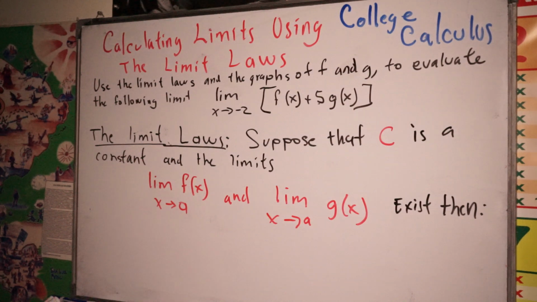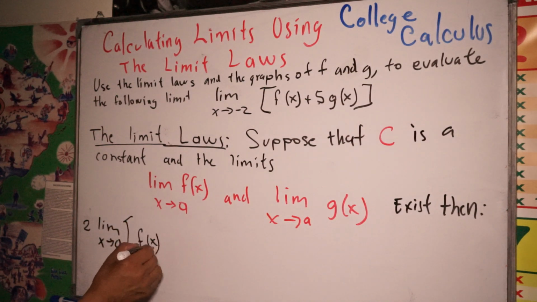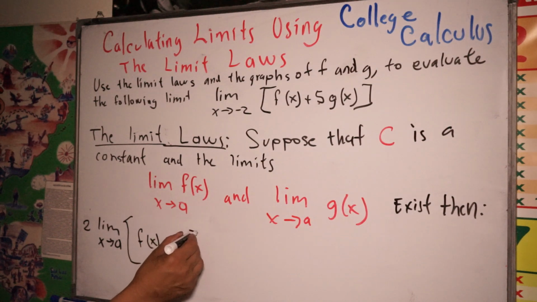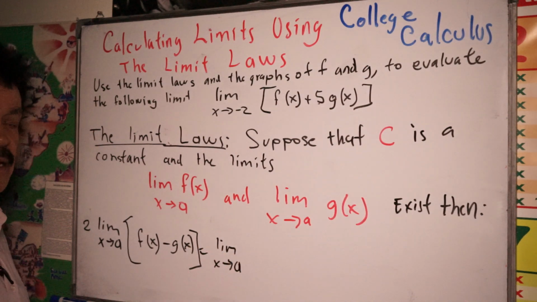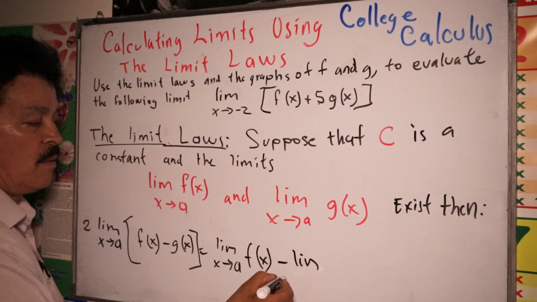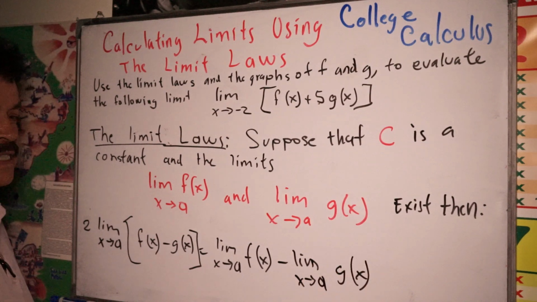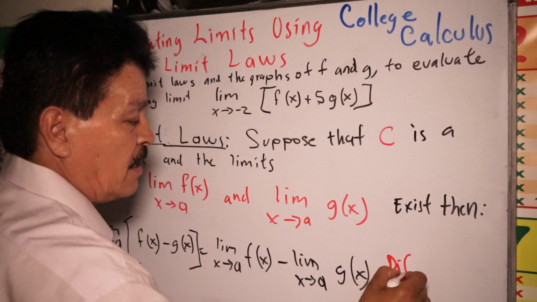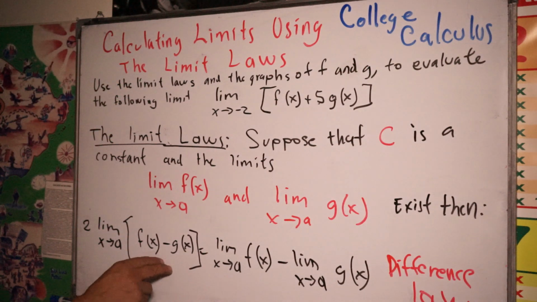Let's do number 2. The limit as x approaches a of f of x minus g of x equals the limit as x approaches a of f of x minus the limit as x approaches a of g of x. This is the difference law.